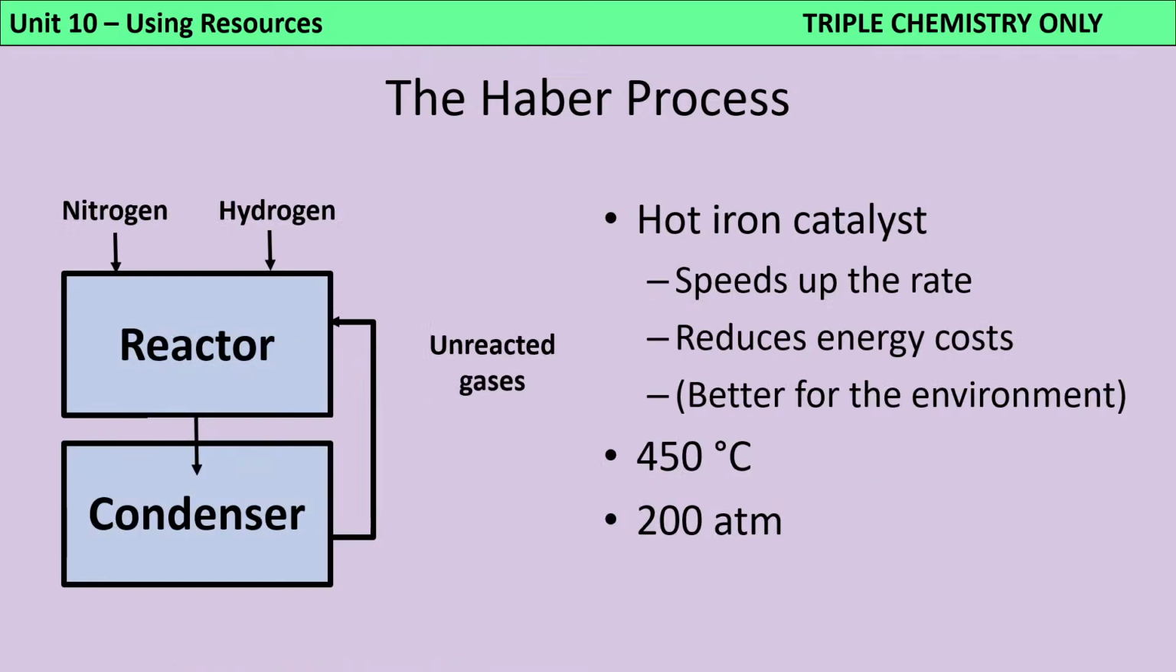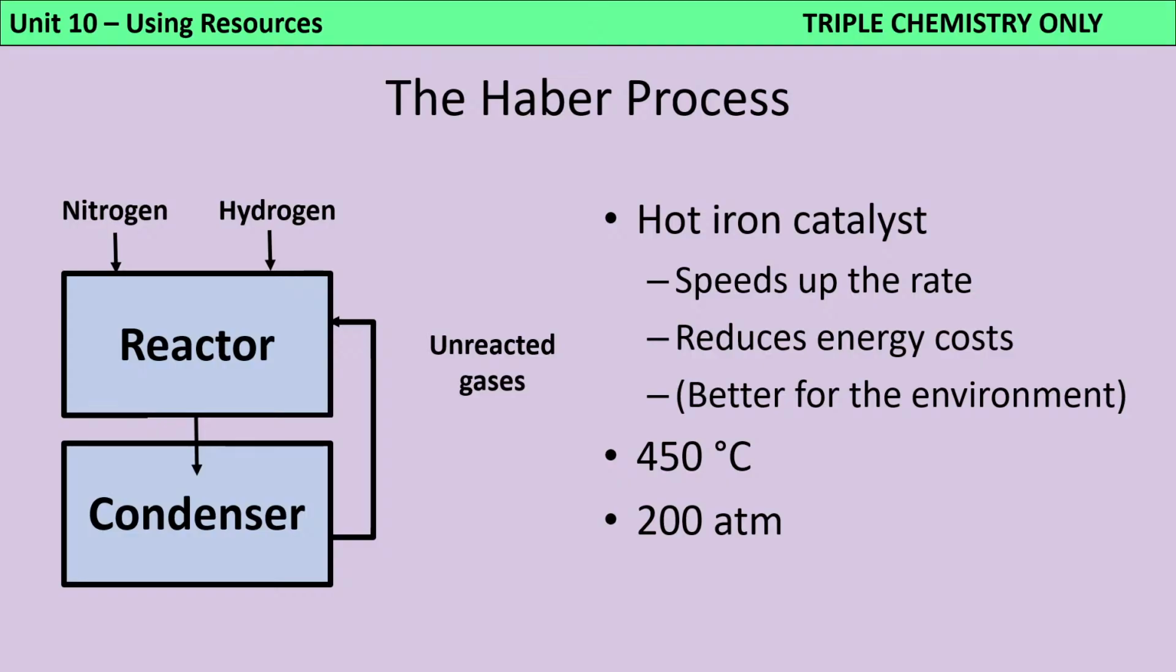So for the reaction to take place, the mixture of gases in that 3-to-1 ratio are fed into the reactor, and there they react together in the presence of a hot iron catalyst at a temperature of 450 degrees C and a pressure of about 200 atmospheric pressures. The iron catalyst is used because it helps to speed up the rate of reaction without needing to heat things up further, and that's going to help reduce energy costs and be better for the environment.